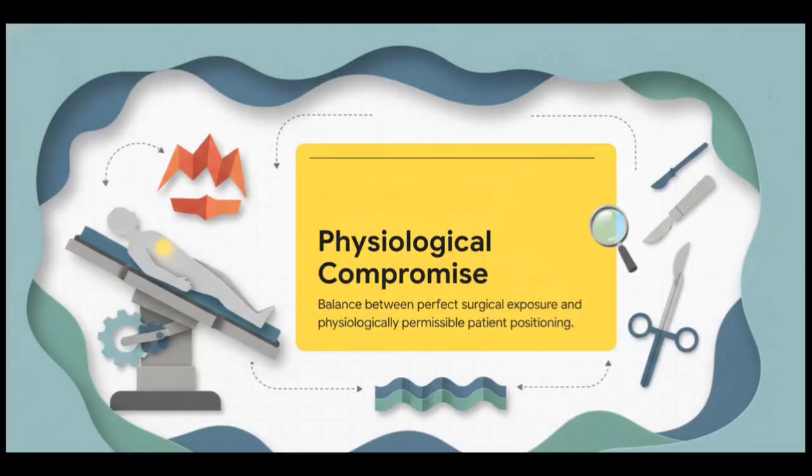So the crucial point we need to understand is this concept right here, the physiological compromise. If you only take one core philosophy away from this explainer, let it be this one. A clinical compromise absolutely must be reached between achieving perfect surgical exposure for the surgeon and maintaining a physiologically permissible position for the patient. Basically, every tilt, every rotation, and every tuck comes with a physiological cost, and we constantly have to weigh that cost against the surgical need.